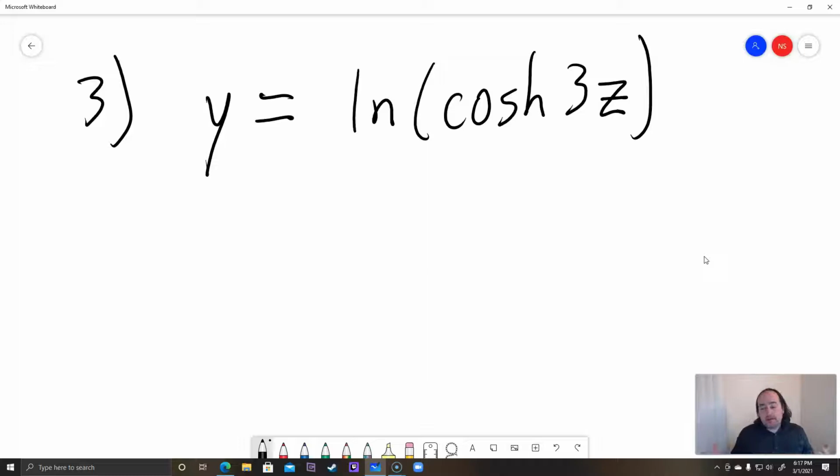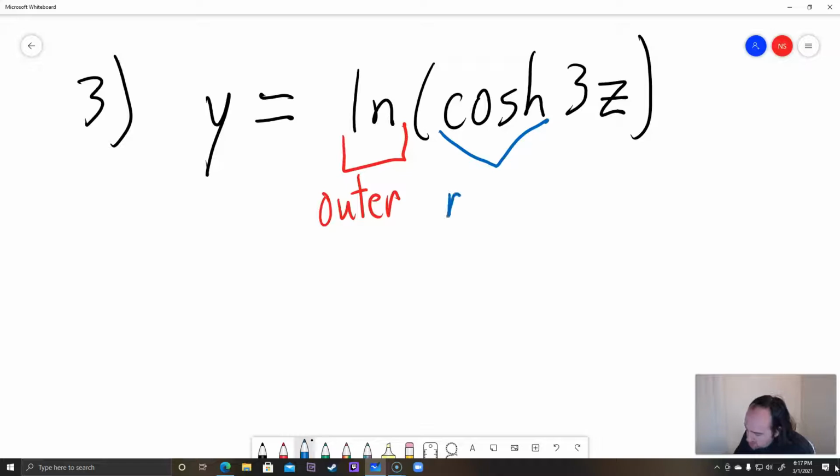Okay, so anyway, like I was saying, you have a composite function, you have an outer function and an inner function. And it's called the outer inner rule because you take the derivative of the outer function, inner left alone, times the derivative of the inner function. But on this one, we actually have three functions in one. So we've got our outer function is ln, and then our middle function is actually going to be cosh, and then our innermost function is 3z.